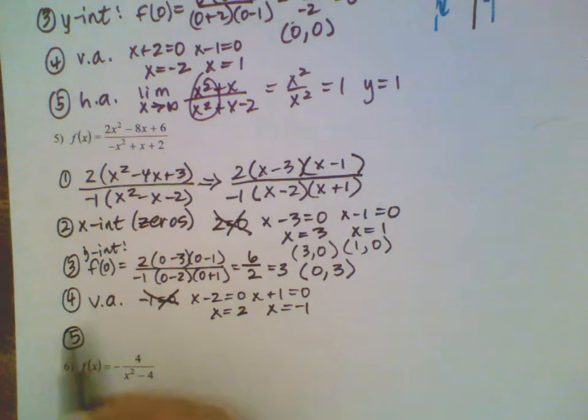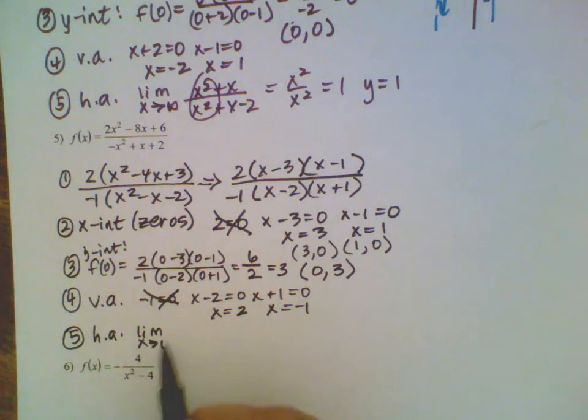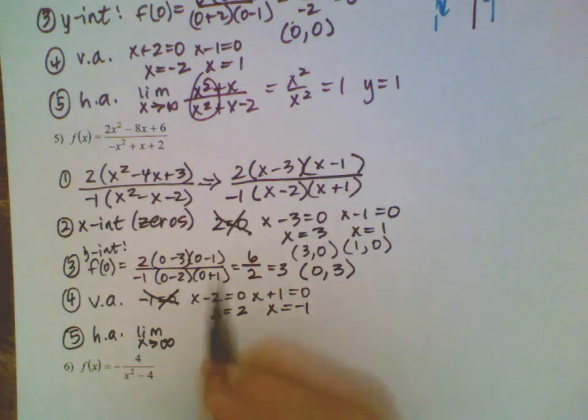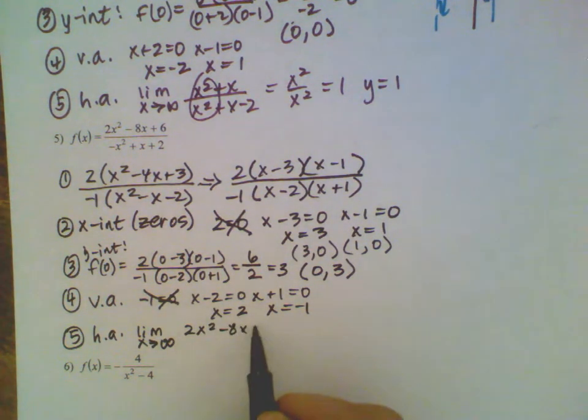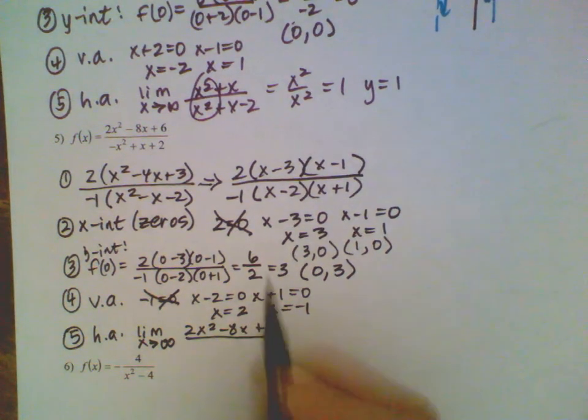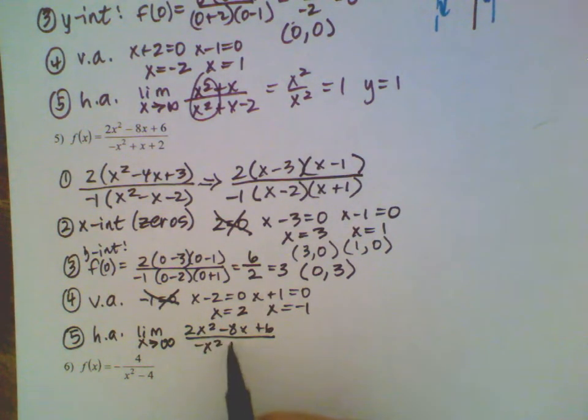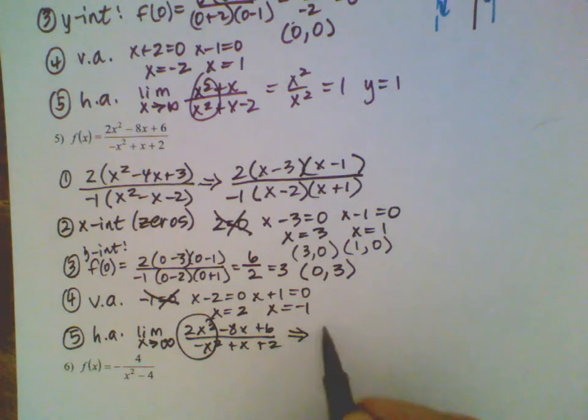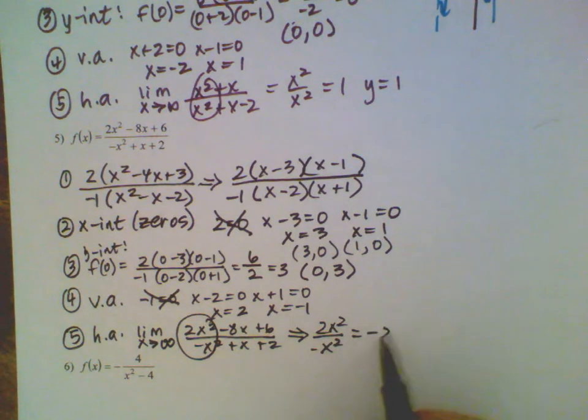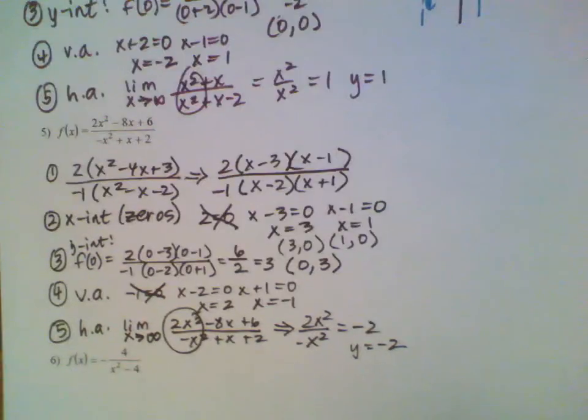So number 5 is my horizontal asymptote. I'm going to do the limit as x approaches infinity of the function, which I'm going to go back to the original one, 2x squared minus 8x plus 6 over negative x squared plus x plus 2. Take my lead terms, which leaves me with 2x squared over negative x squared, reduces down to negative 2. So y equals negative 2 becomes my horizontal asymptote.